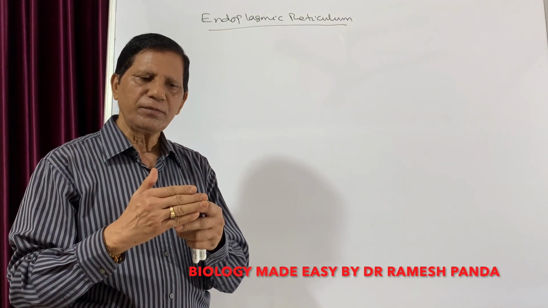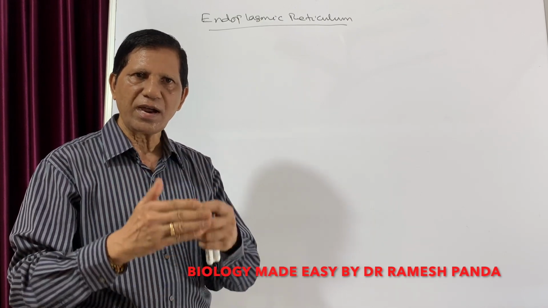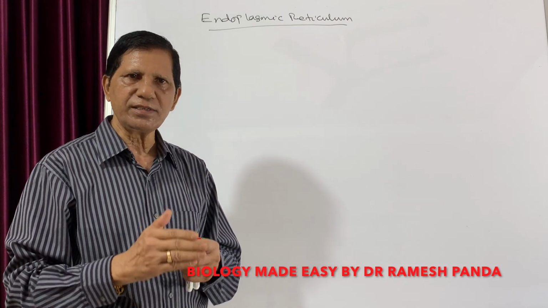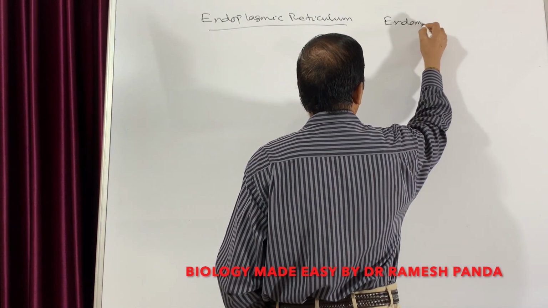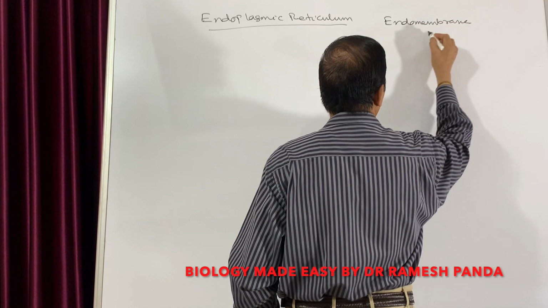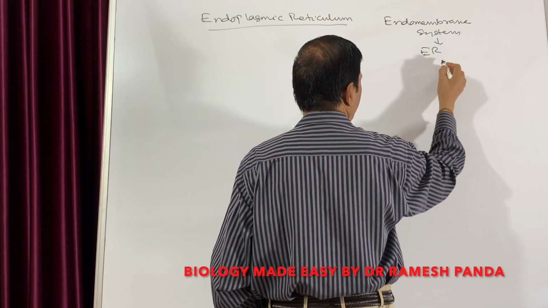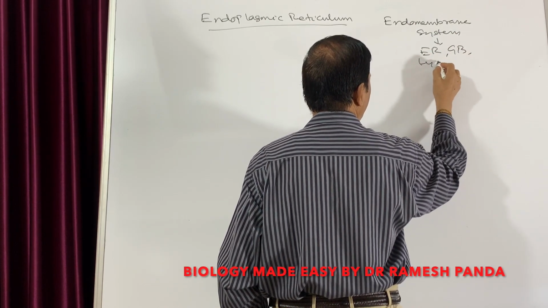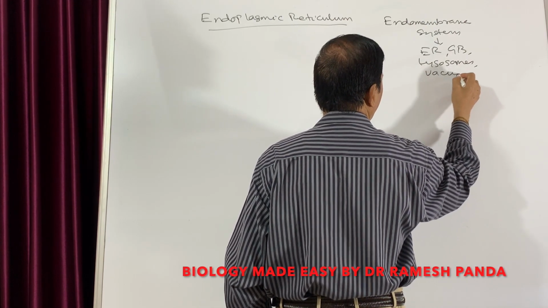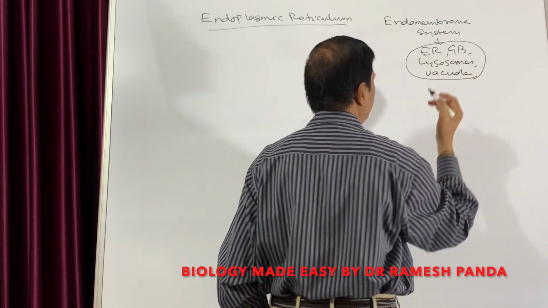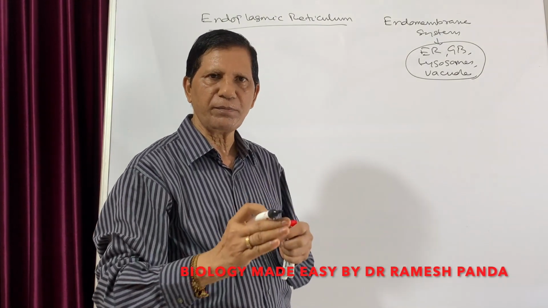The endoplasmic reticulum is connected with the Golgi body, lysosomes and vacuoles, and all the four together come under the endomembrane system. So this endomembrane system includes the endoplasmic reticulum, Golgi body, lysosomes and vacuoles. These four are included under the endomembrane system, and they are all interconnected and function in a particular manner.